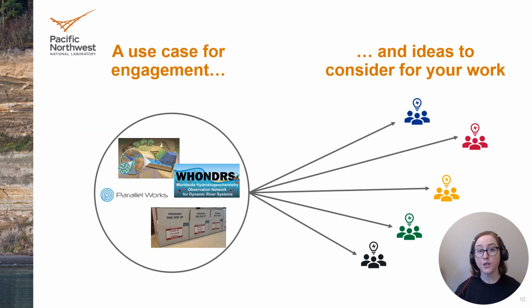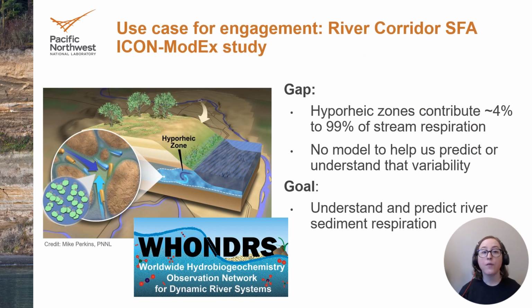I'm going to transition now to a specific use case for engagement beyond the research team. Although I'm presenting this in a specific context, the intention is for you to be able to use these ideas in your own work. So very briefly, this use case is part of the PNNL River Corridor Science Focus Area project, and the sampling was implemented through the WHONDRS consortium. We refer to the study as ICON MODEX.